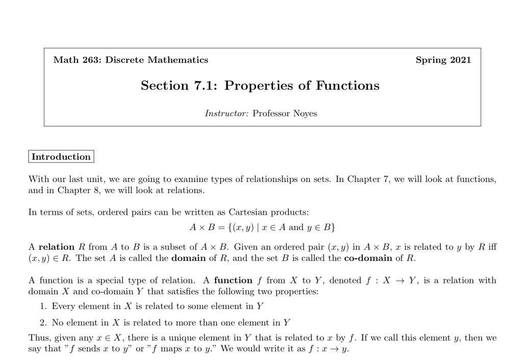In terms of sets, ordered pairs can be written as Cartesian products, A cross B, that is defined as the set of points x, y such that x is in set A and y is in set B.